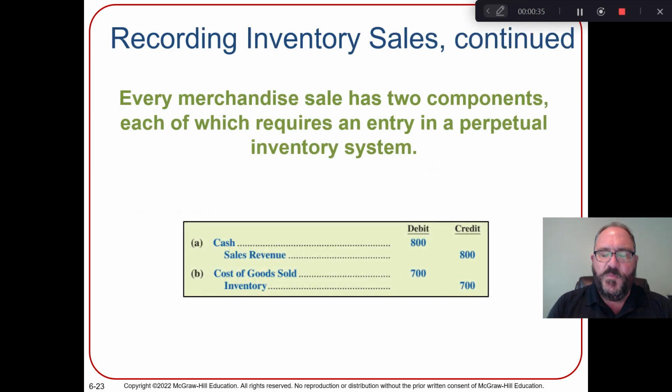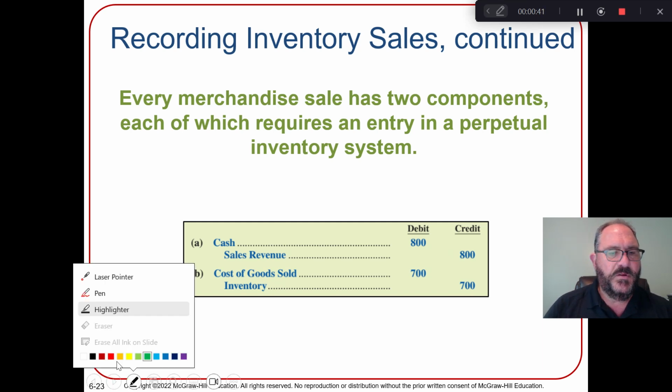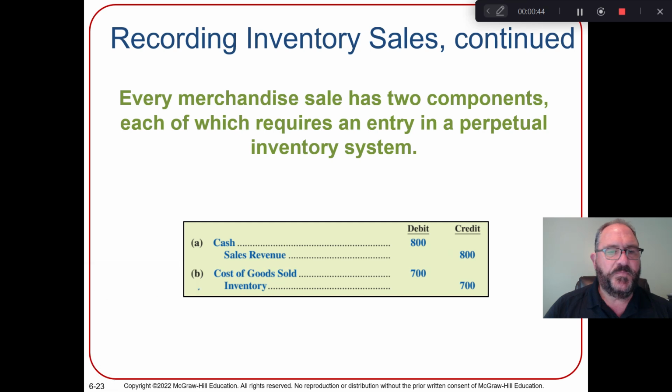All right, now when we're recording sales, this is sometimes a little bit confusing for students. So let me show you here. We'll go to the pen. Remember when you make a sale, there's two components. One is the sale. In other words, this one right here, this is the sale. This part has to do with the inventory.